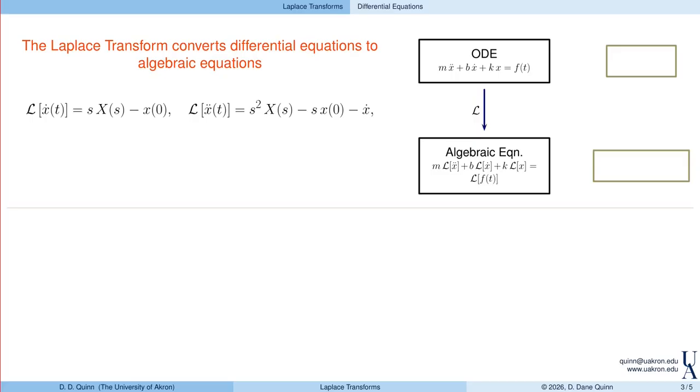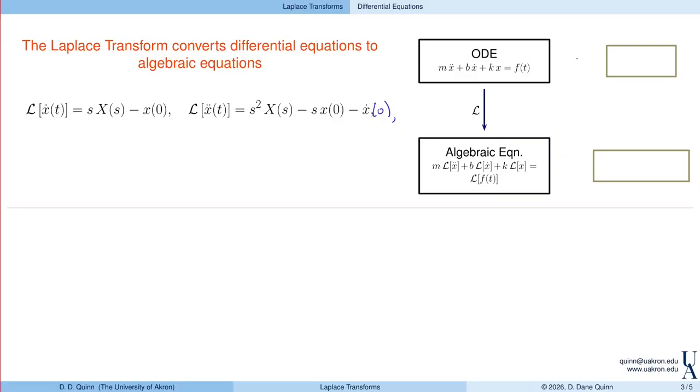So Laplace transforms end up converting differential equations into algebraic equations, right? So again, I have this property that we just looked at. If we do the same thing for the second derivative, then the Laplace transform of x double dot ends up being s squared times x of s, where x of s is the Laplace transform of the original variable. And then we have some initial condition dependence here. So this is going to be the initial velocity.